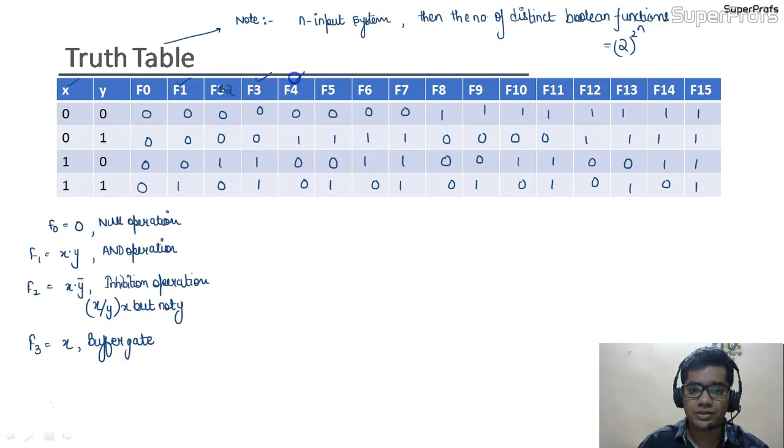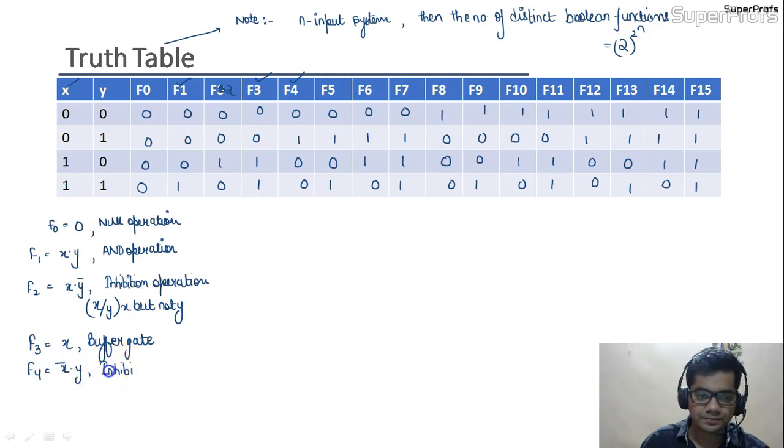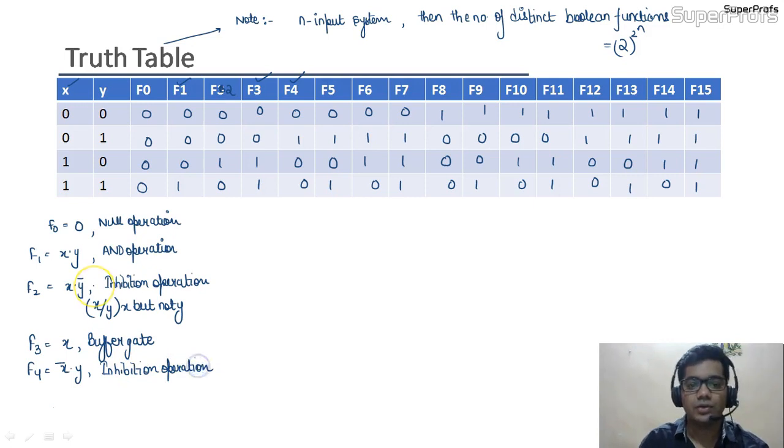And now we are going to see the f4 function. For f4, we can see that the output is 1 for the input 0 1. For all the other inputs the output is 0. So we can write f4 equals x bar dot y. It is also an inhibition operation.